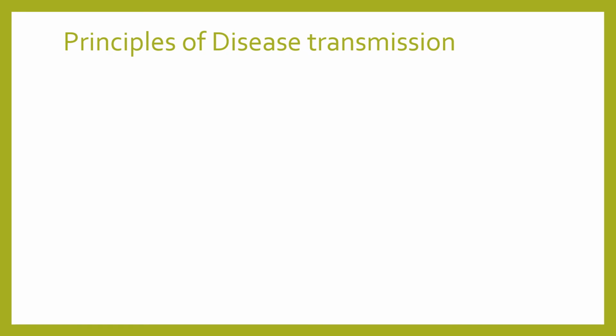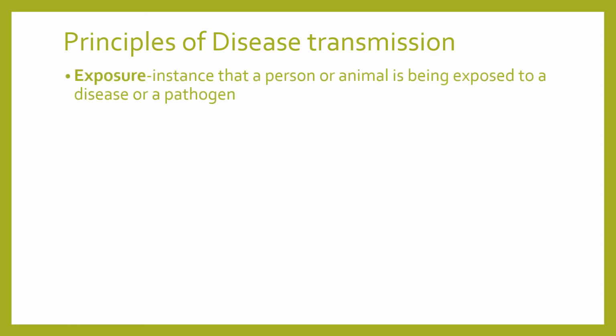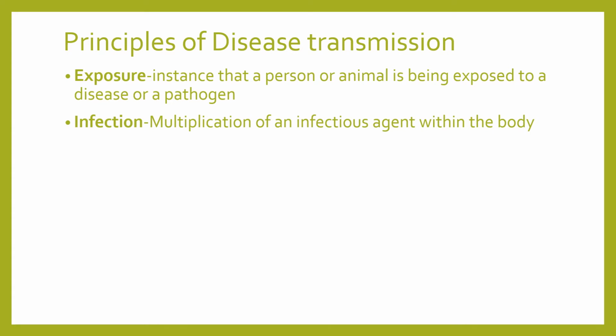So yeah, I'll now be talking about the principles of disease transmission, how we are able to get disease. So what are the processes that are involved before the production of an illness? First, there should be an exposure. So exposure is the instance that a person or animal is being exposed to a disease or pathogen, just exposed, like someone sneezes at you, or you may take hold of an infected fomite or material or a surface, or you are pricked by a needle or exposed sexually. So that initially will be your exposure, followed by the infection.